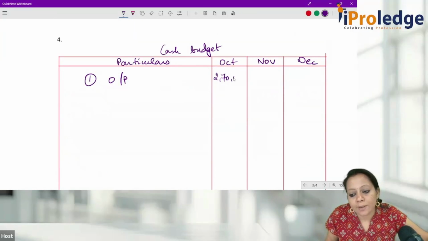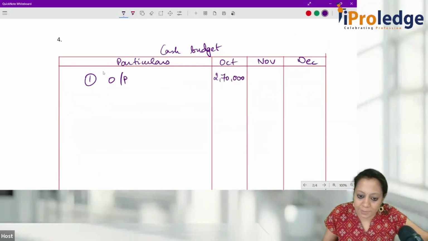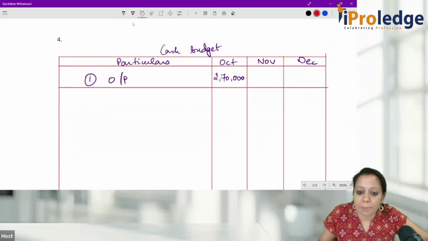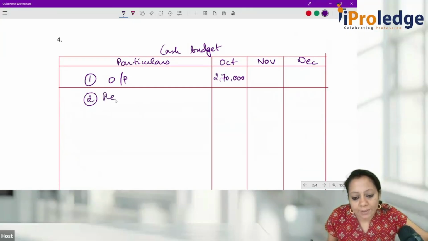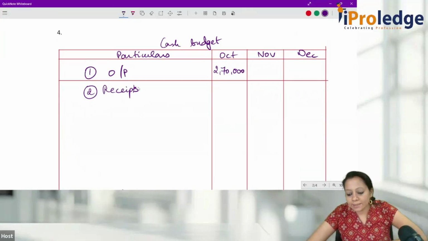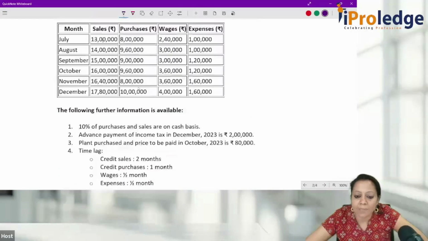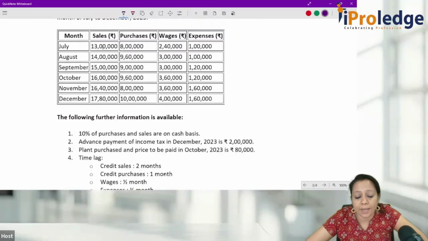Ma'am, why only for October? Closing of October will become opening of November and so on. Right. So closing balance of October will become opening balance of November. Okay. Now we will write down the receipts. We will write down all the receipts. Okay. I'll go a little slowly. It's easy, but some students are finding it difficult when they're doing alone, it seems.